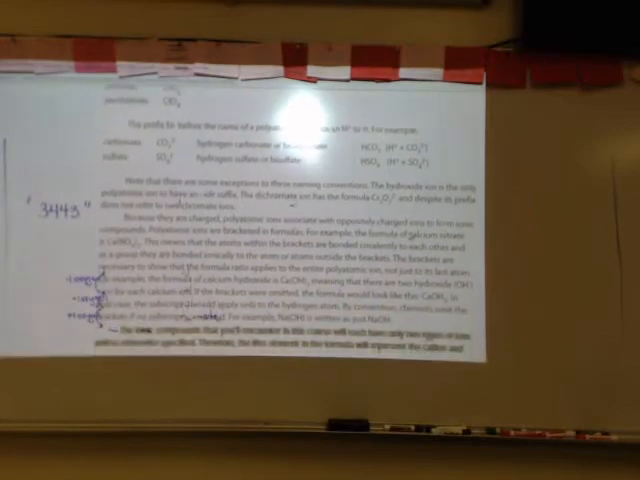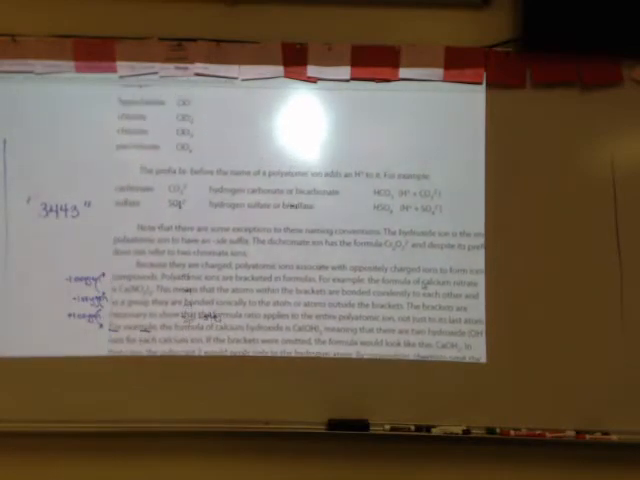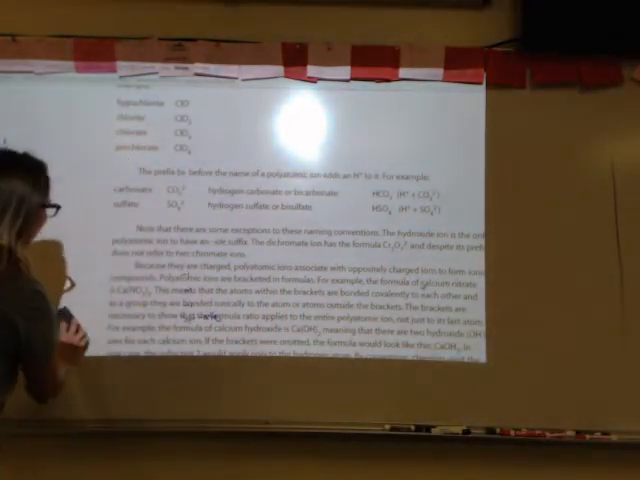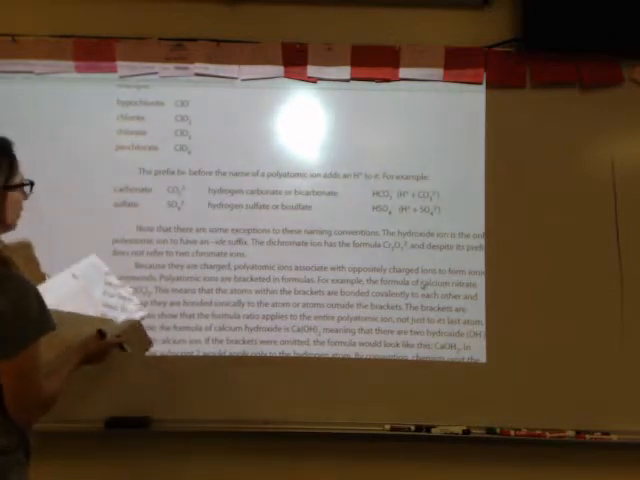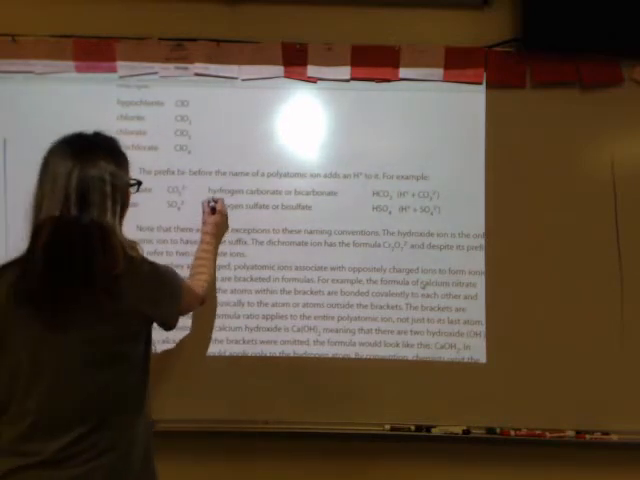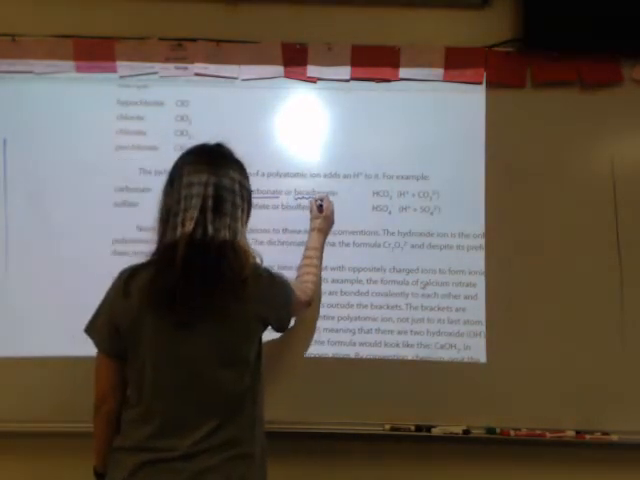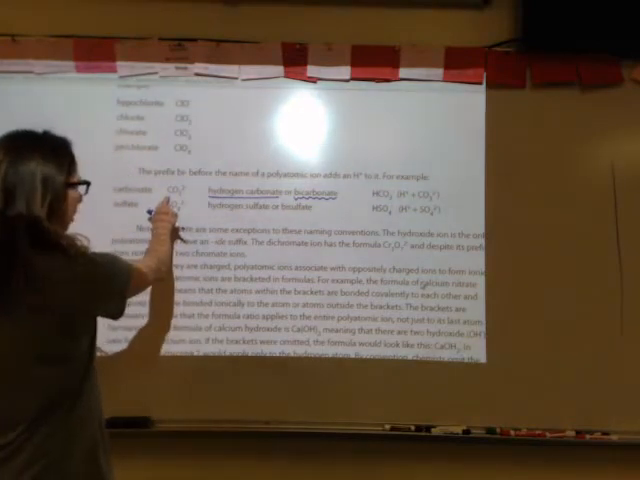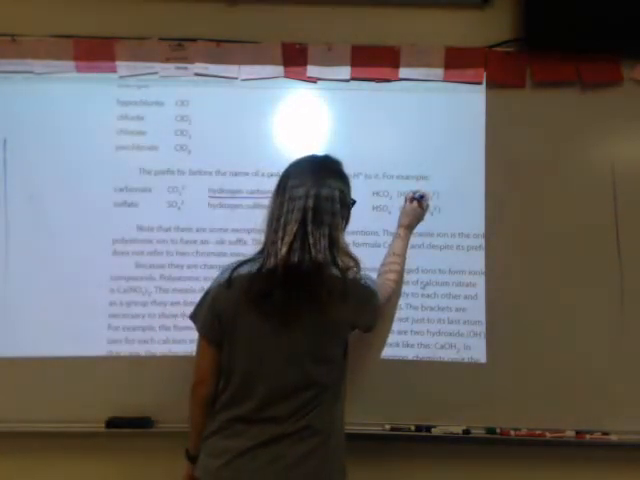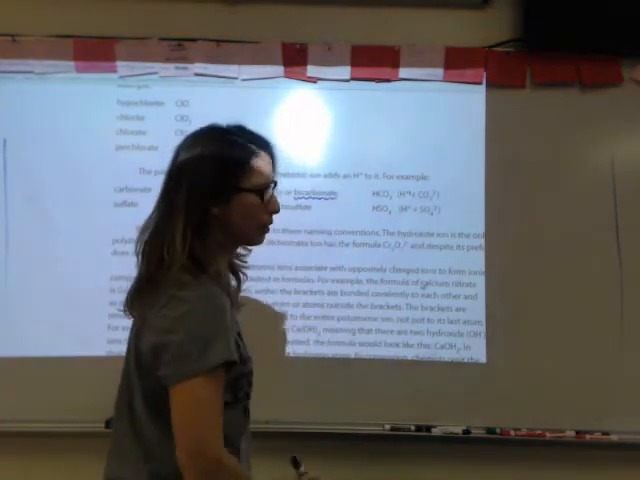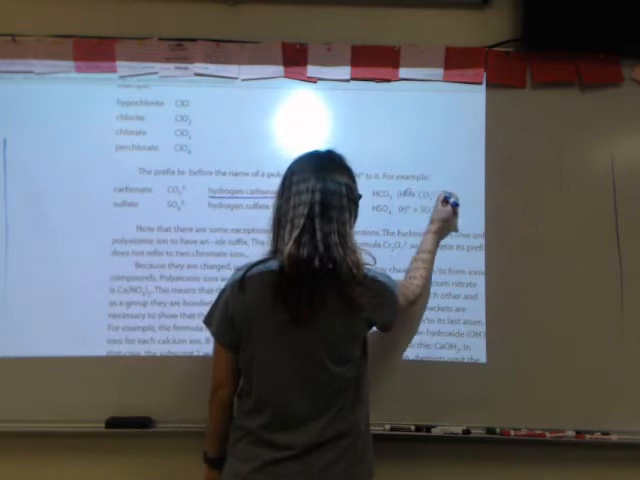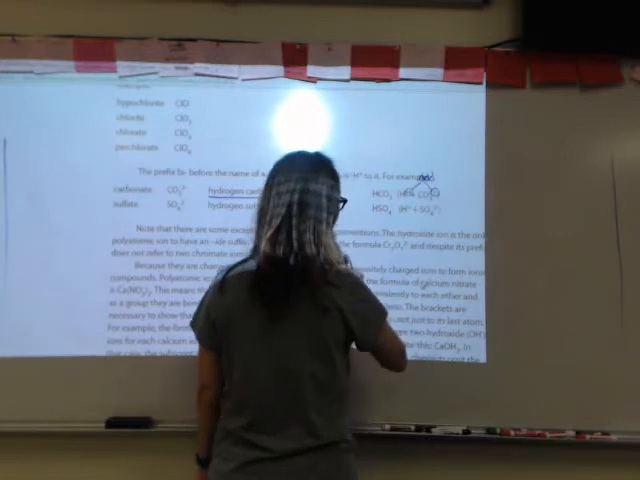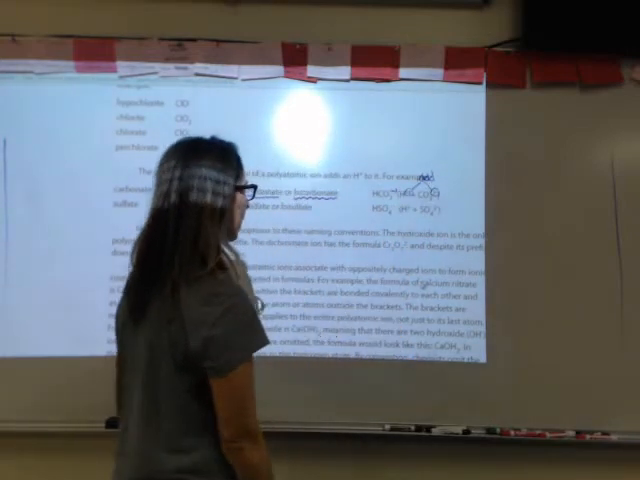Now, what happens if we have the prefix bi before the name of a polyatomic ion? Well, that means you add a hydrogen to it. For instance, carbonate is CO3 -2. If I have hydrogen carbonate, also known as bicarbonate, those ions have a hydrogen in front of carbonate. So that means they took an H+1, added it to a CO3 -2, and the +1 in the hydrogen ion and the -2 in the carbonate ion get added together. And that gives you HCO3 -1.